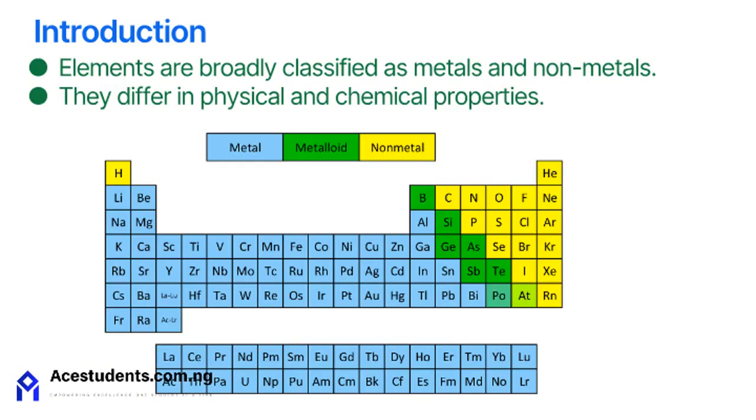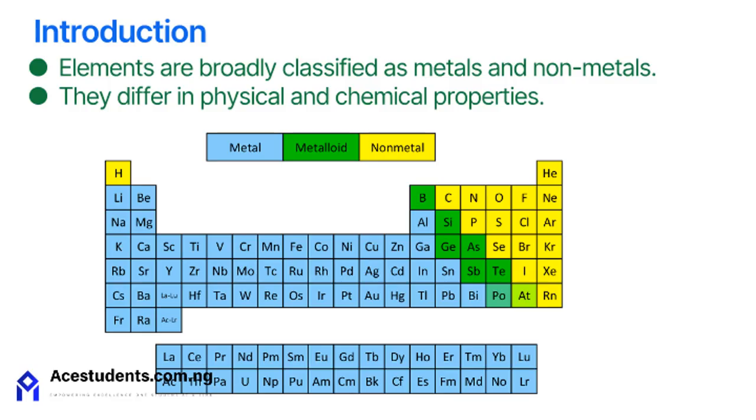In the periodic table, the blue-colored region shows the metals. These metals are mostly found on the left side and extend through the center of the table. The yellow-colored region highlights the nonmetals. These are located on the upper right side of the periodic table.